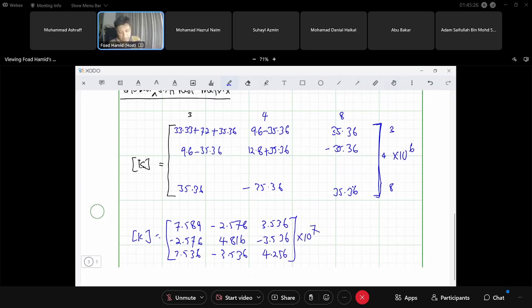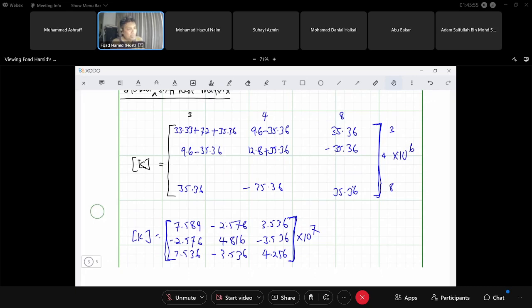Again, take note that the first thing is that my diagonal is positive, and then it should be mirror. This one and this one are the same. This and this are the same. Symmetric. My K is symmetric and diagonal is positive. So this is my K matrix, global stiffness matrix, global reduced stiffness matrix.